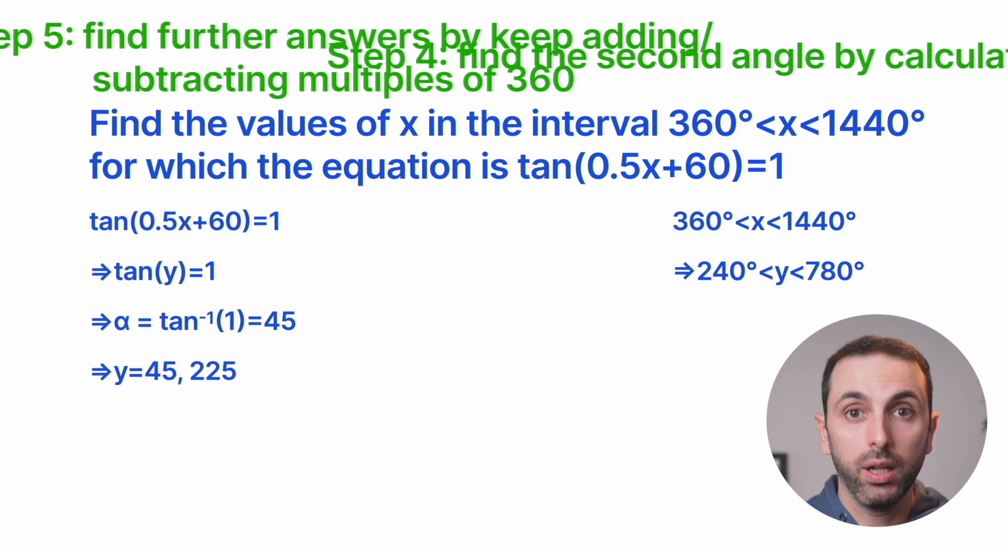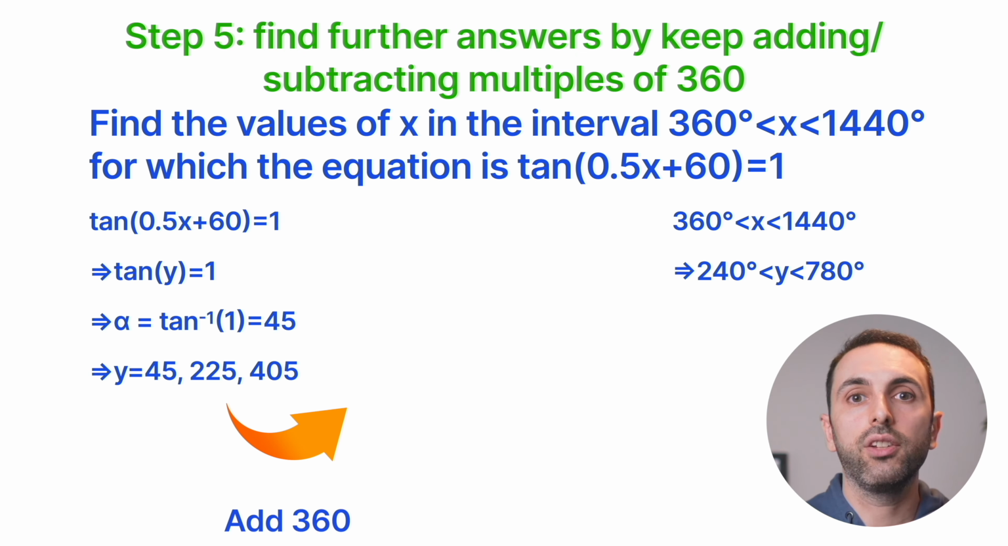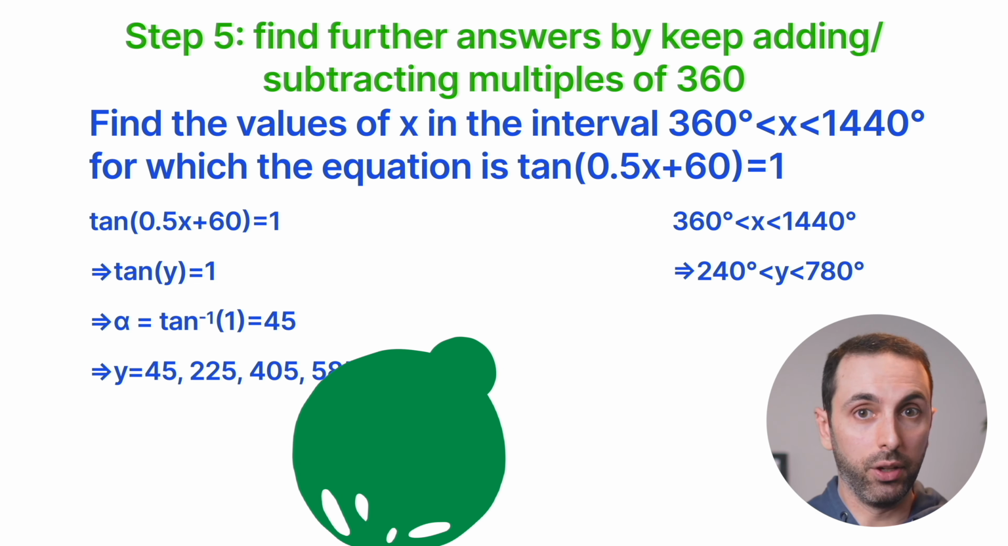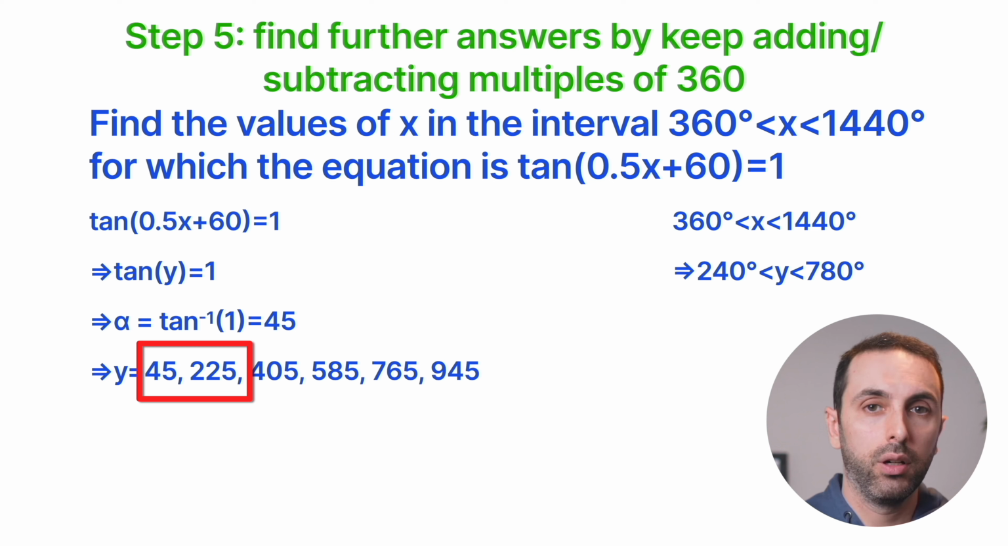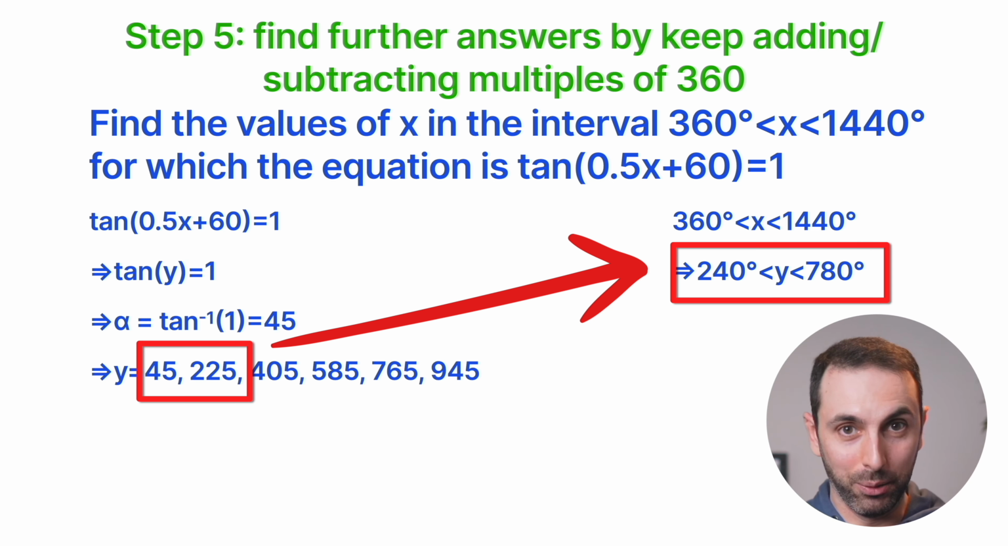Looking at the fifth step, I'm going to just keep adding multiples of 360 to each value in the pair over and again until we find a value outside our converted bounds. And it should be clear that we don't need to subtract 360 from each value in the pair, bearing in mind that they're already outside the bounds.